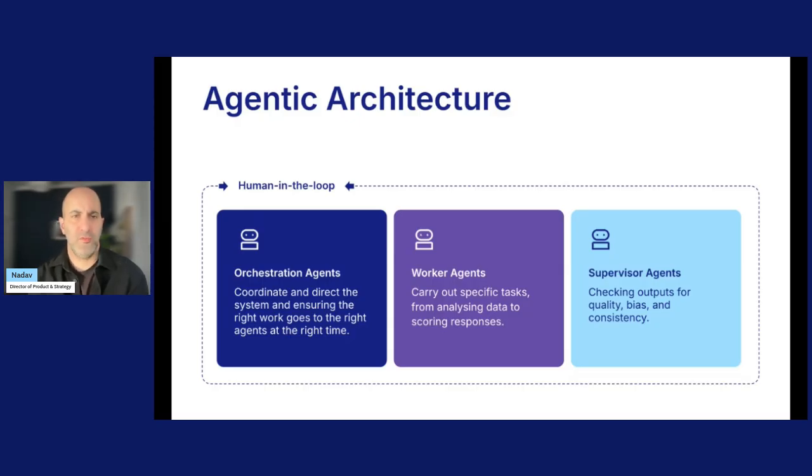All right, so the first type of agents within that architecture are what we call orchestration agents. These are agents that are purely designed to coordinate and direct the system and ensure that the right work is being delivered to and back from the specialized worker agents, right? So they need to understand the scope of the work. They need to understand which of the agents is best suited to tackle each task, and they delegate those tasks.